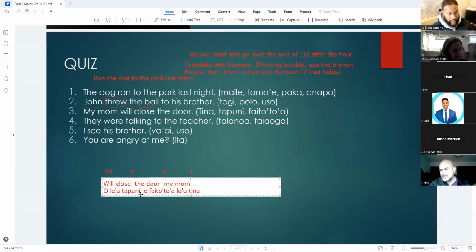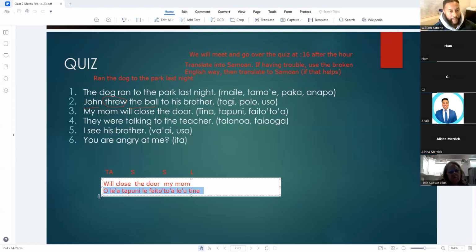So ole'a tapuni le fai toto'a lo'u tina. So we'll close the door. My mom will close the door. Okay, great. So that's that right there. So let me see. Hey, Will, just a quick question. Sure. You need to put an E in front of the lo in this case, or no?